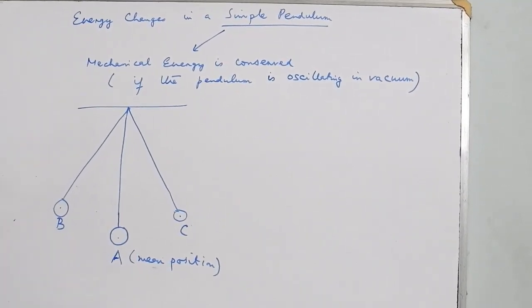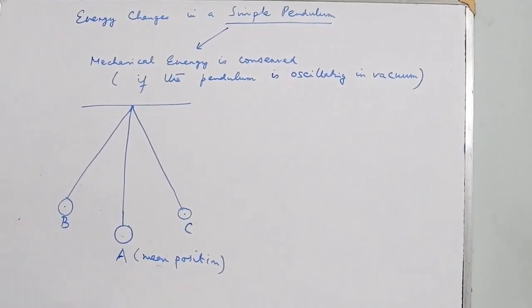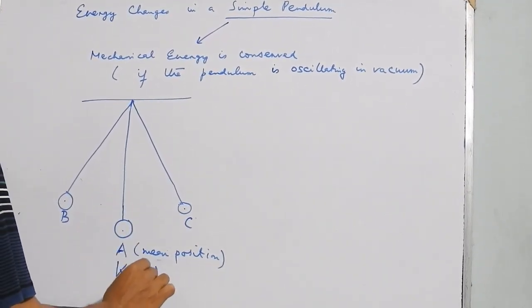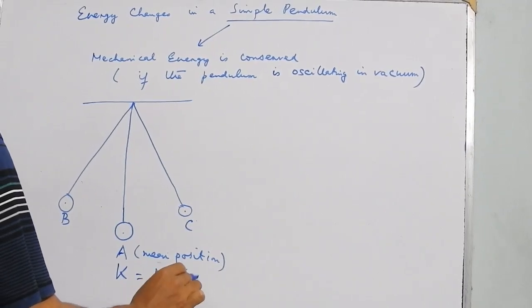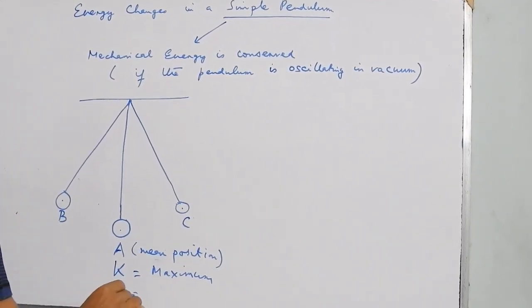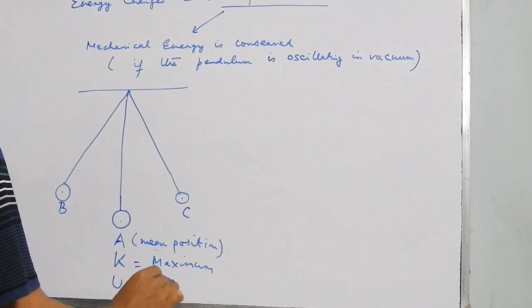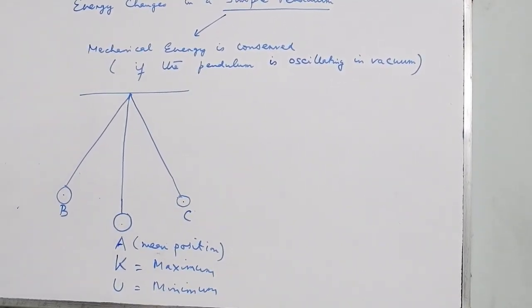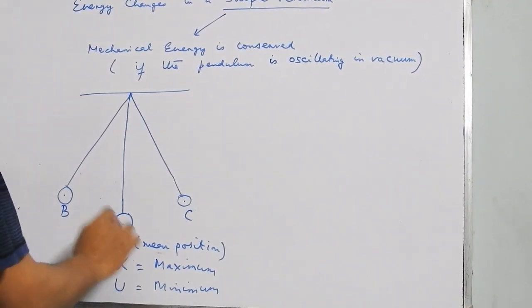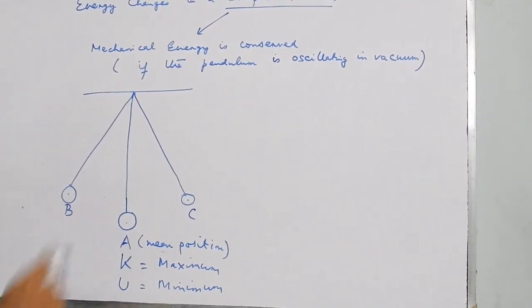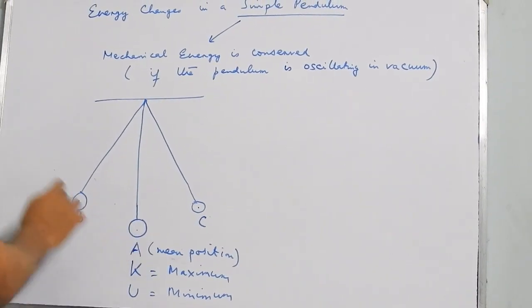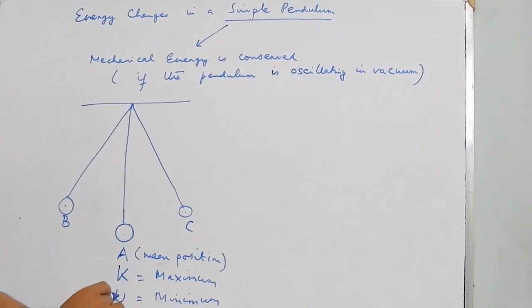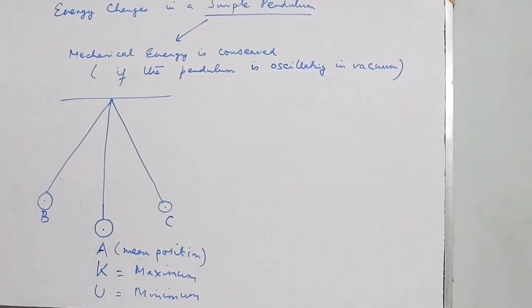So whenever the pendulum is at its mean position, the kinetic energy is maximum and the potential energy, denoted by U, is minimum. Actually the potential energy is 0 at this position and the kinetic energy is maximum. So the entire potential energy has converted to kinetic energy whenever the bob of the pendulum passes through the mean position. Its potential energy will get totally converted into kinetic energy.